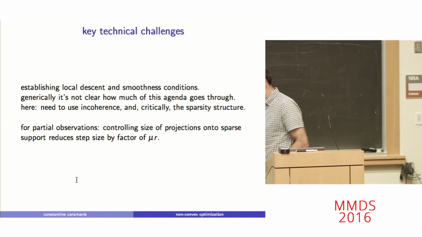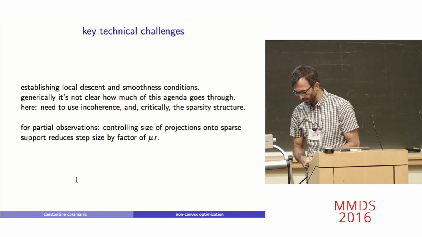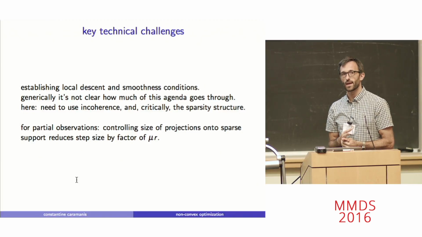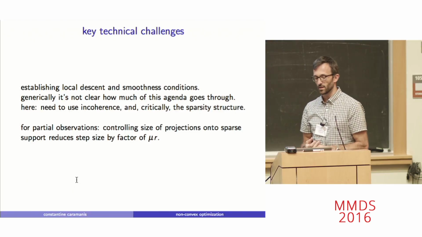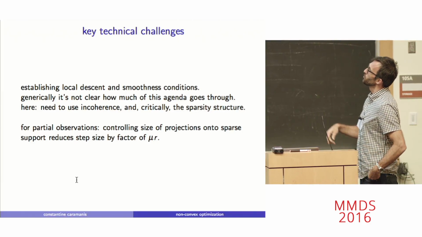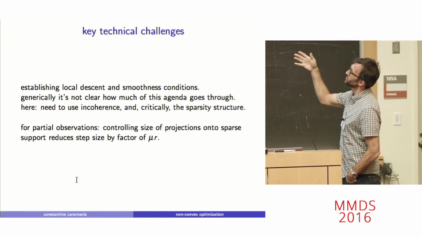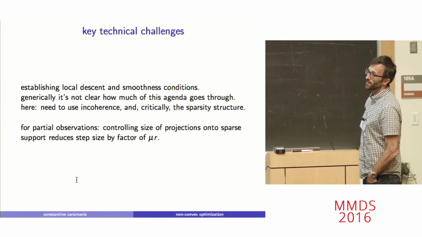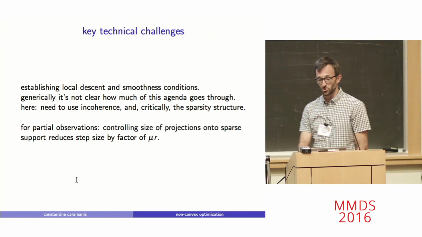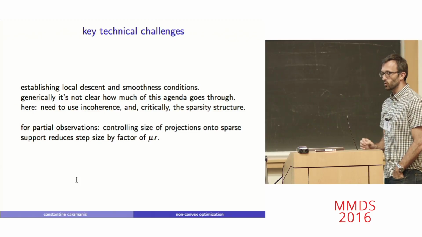And I want to point out that this unfortunately is not a generic agenda yet. It's an area that I'm quite interested in, and I think many people are working on this, but it's still at the level that we need to use specific problems and the structure of the problem at hand to establish these types of properties and to do it carefully. So for example, when we move from full observation to partial observation, and I'm going to show what the exact theorems are in a second, our step size can no longer be proportional to just 1 over smoothness. We also have this additional factor of mu r in the denominator. Basically it comes from the structure of the problem, that we have to control the size of projections onto sparse supports. So it's a bit delicate still at the level of showing these local descent and smoothness conditions.